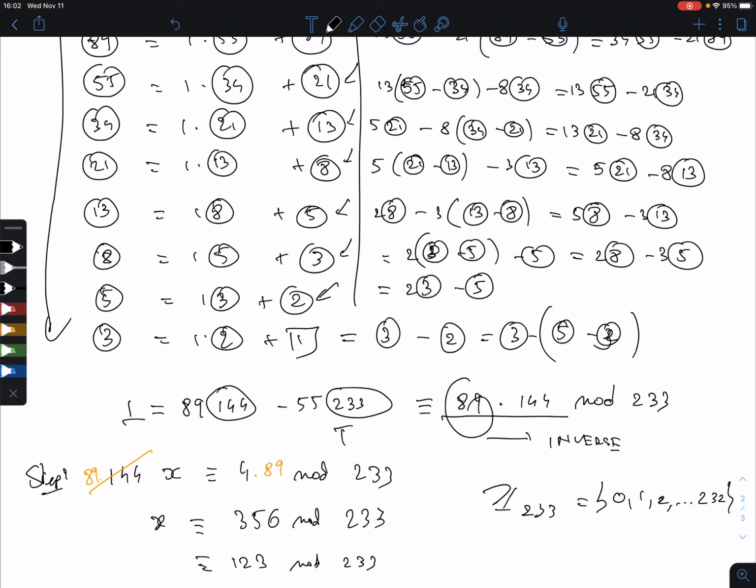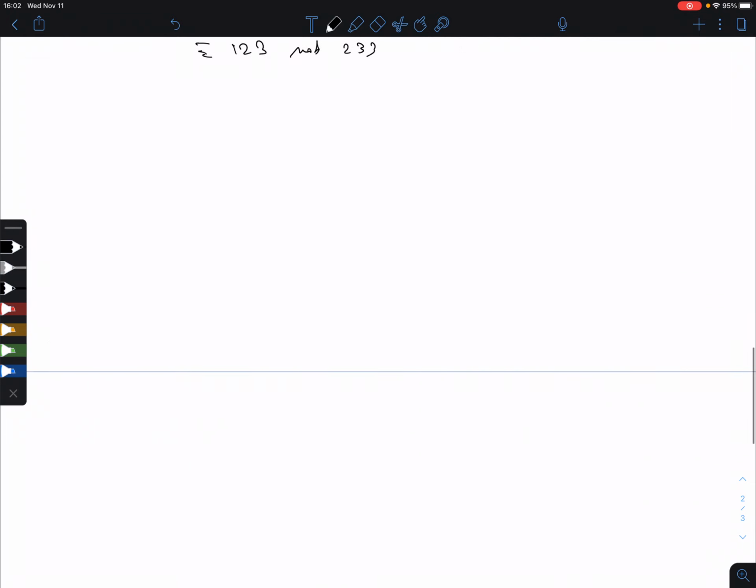Okay, and then finally, the last one was part C: 200x is equivalent to 13 modulo 1001. So we do step 1.